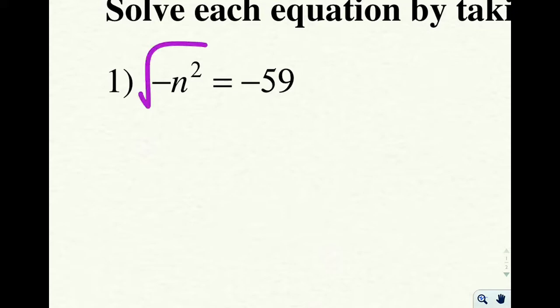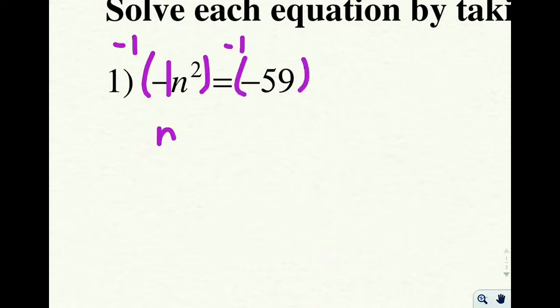Now you might be tempted to just start taking square roots. Before you do that, you want to make sure that the squared term is completely by itself. So if there's anything added or subtracted, you need to get rid of that. If there's anything multiplied, you need to divide that out. In this case, it's kind of subtle, but we have a negative 1 being multiplied by the n squared. So we need to multiply or divide both sides by negative 1 so we can get rid of that. So if we do that, then we end up with n squared equals positive 59.